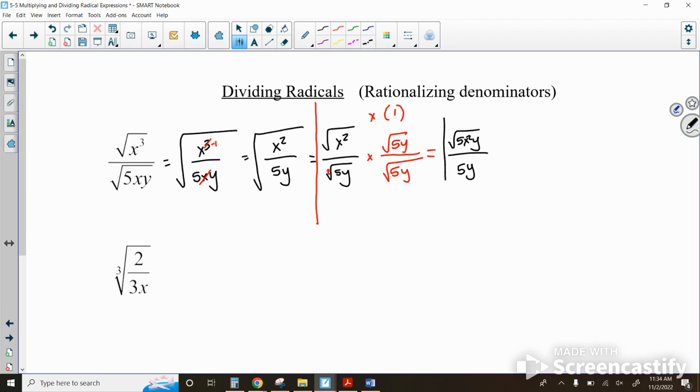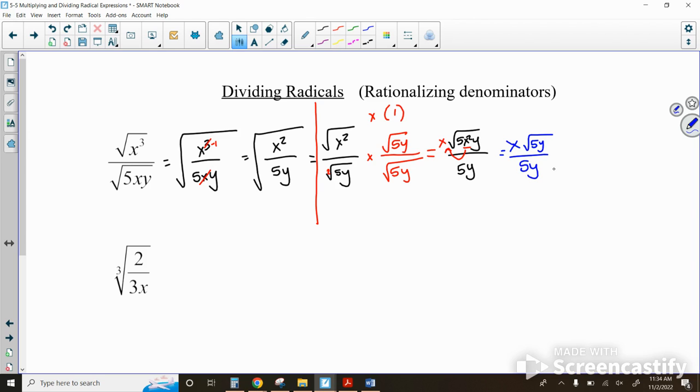Now, I am finished. I have nothing else I can do because if you look inside the square root, actually, just kidding, I do see something that I can do. Do you see how it has the square root of x squared? I can simplify this a little bit better. The square root of x squared is simply x. So what I actually get now is x times the square root of my leftovers on the inside, 5y, divided by what's left over on the outside, 5y.